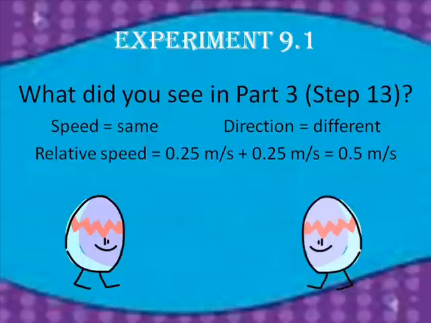So their relative speed would be 0.25 meters per second of one plus the 0.25 meters per second of the other. So we would add those two together to get the speed relative to each other, which is 0.5 meters per second.